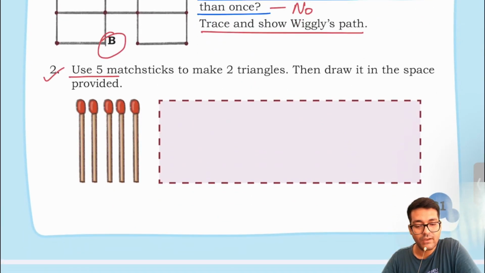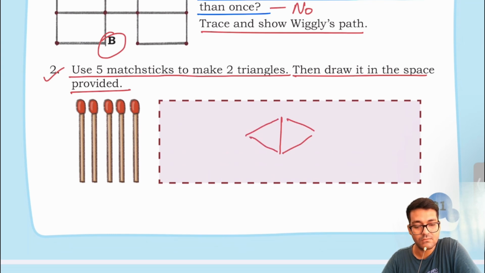2. Use 5 matchsticks to make 2 triangles. Then draw it in the space provided. You have to use 5 matchsticks to draw 2 triangles. You can draw like this. Five matchsticks have been used to draw 2 triangles.